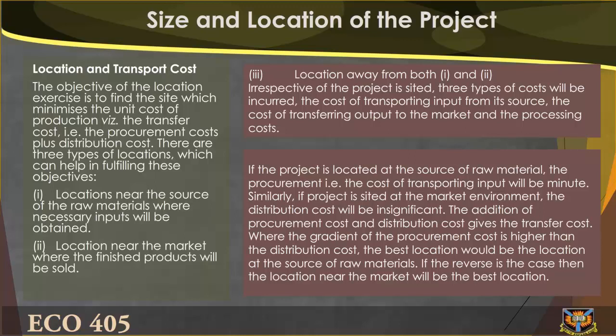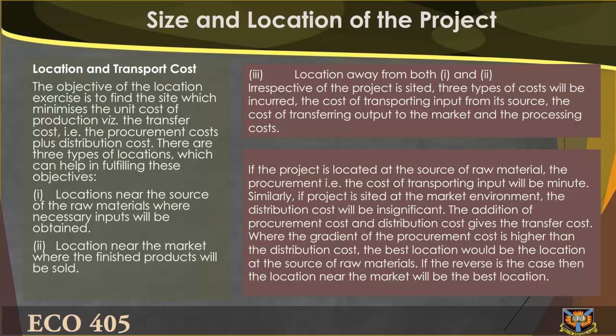Irrespective of where the project is sited, three types of costs will be incurred: the cost of transportation of input from its source, the cost of transferring output to the market, and the processing costs. If the project is located at the source of raw material, the procurement cost, that is the cost of transporting input, will be minute. Similarly, if the project is sited at the market environment, the distribution cost will be insignificant. The addition of procurement cost and distribution cost gives the transfer cost.